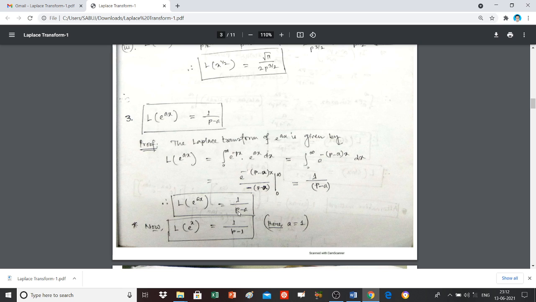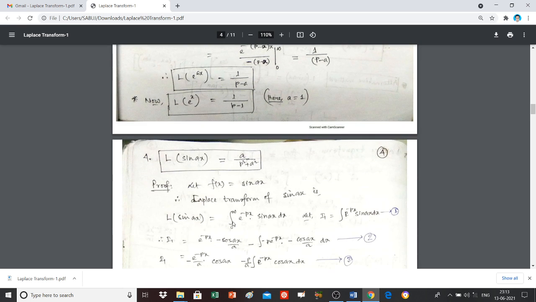Now just use the value a as 1 in this expression. That is, if a is equal to 1, then what will we have? Then we will have the Laplace transform of e to the power x is equal to 1 by (p minus a), and a is 1 in this case, so 1 by (p minus 1). So the Laplace transform of e to the power x is equal to 1 by (p minus 1).